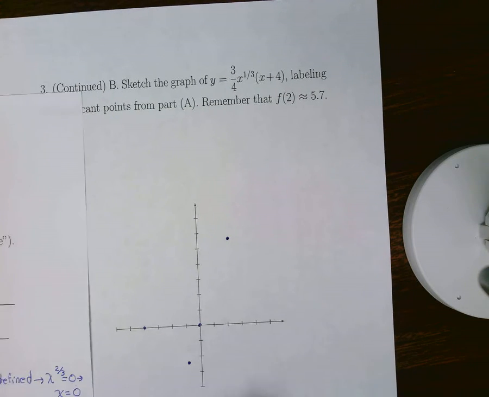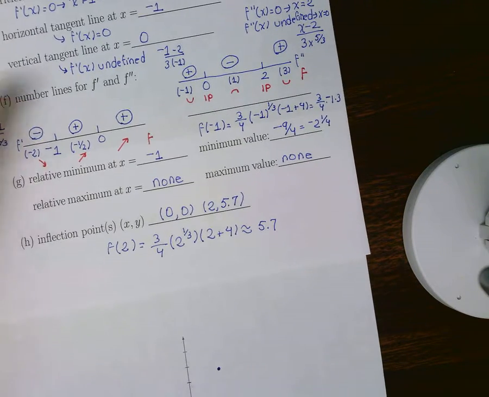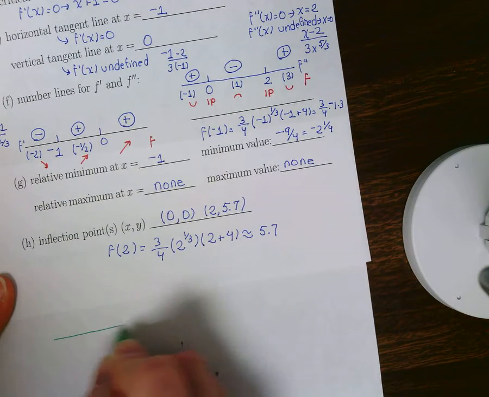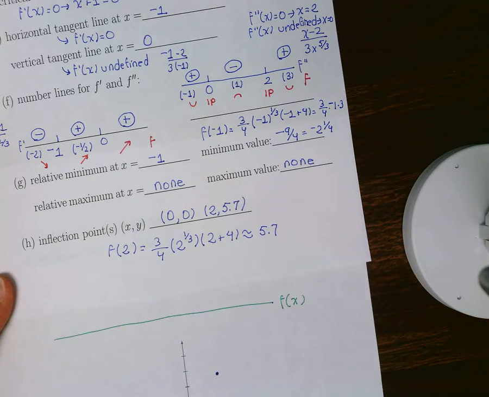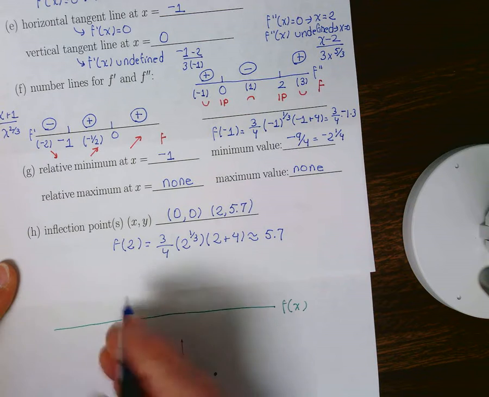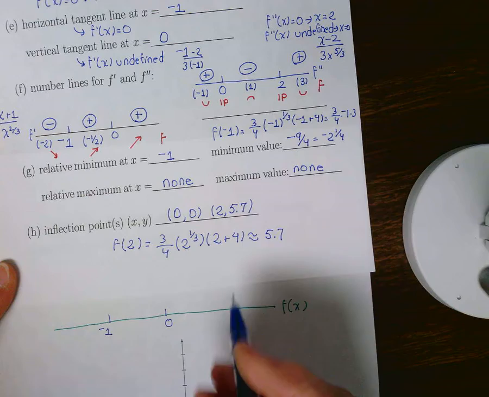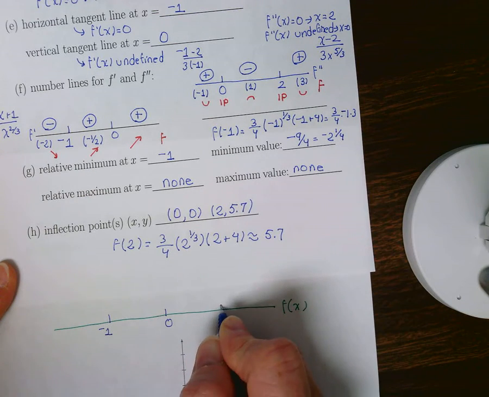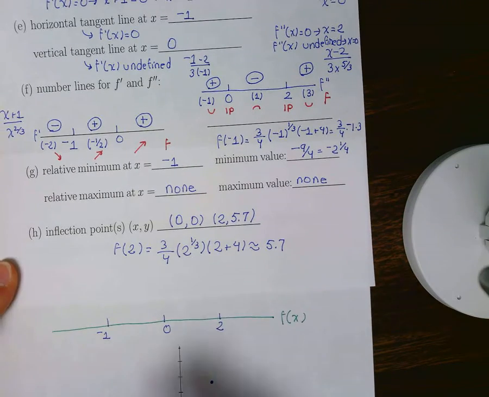And the question is, how do we graph? Well, what I like to do is take our 2 number lines and put them together for the graph of the actual function. Okay, so what do I know? I take the points, okay, -1, 0, and 2 were the significant points. And I put my 2 number lines together.